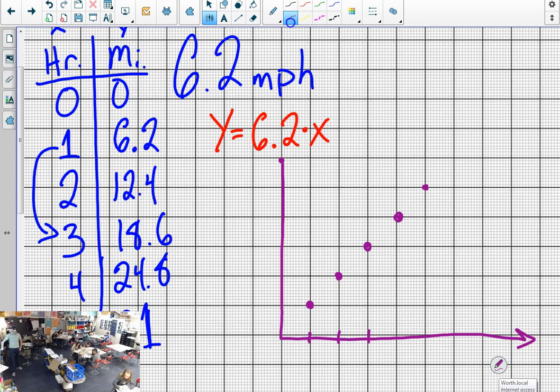How will my X axis be labeled? Hours. So I just have 0 at the origin. Then 1, 2, 3, 4, 5. What should my first tick mark be labeled? 6.2. 12.4. I'm going to skip the 18 because I don't have space there.